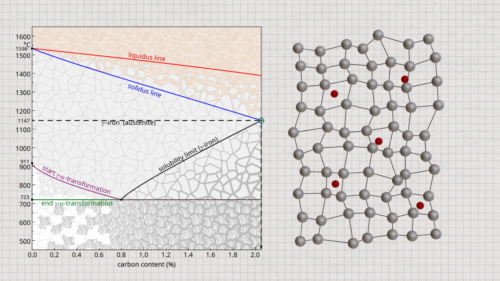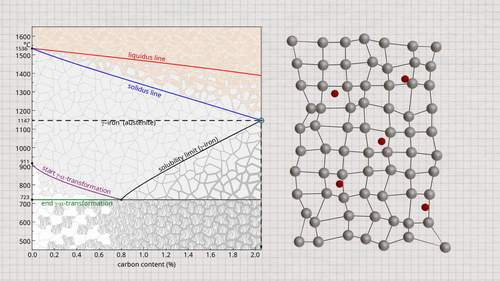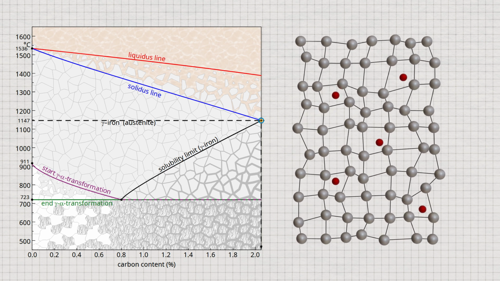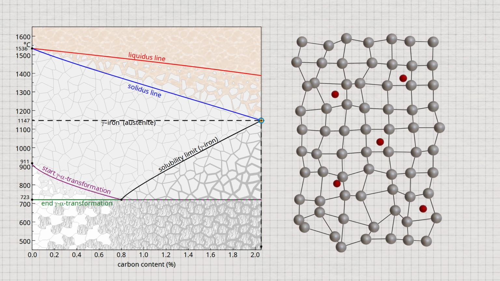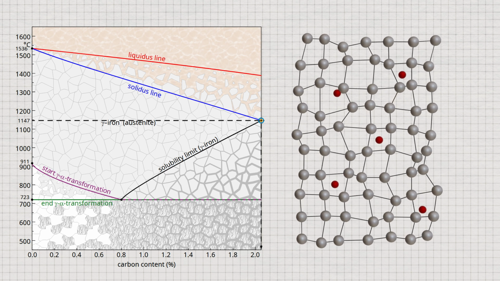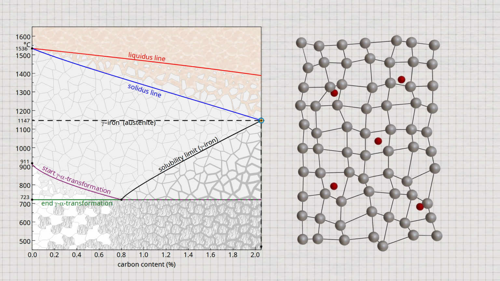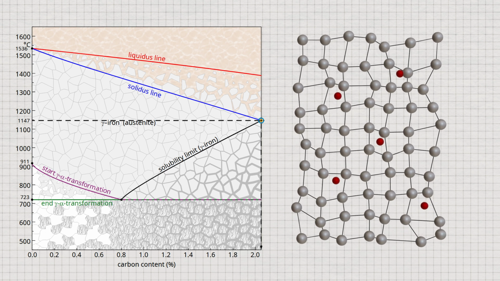Although carbon is relatively soluble immediately after solidification, it is in principle not infinitely soluble in the austenite lattice. This is because the carbon atoms are relatively large compared to the free octahedral sites in the centers of the face-centered cubic unit cells.